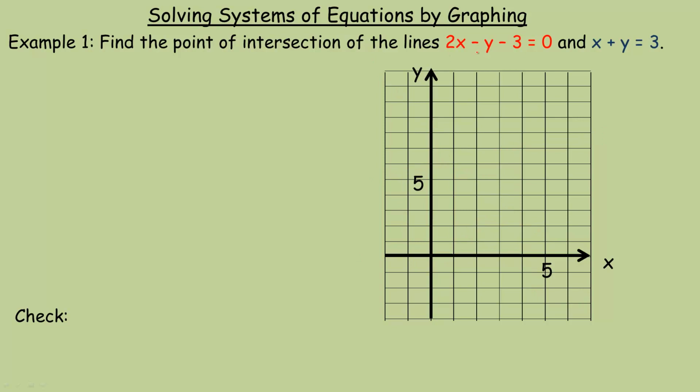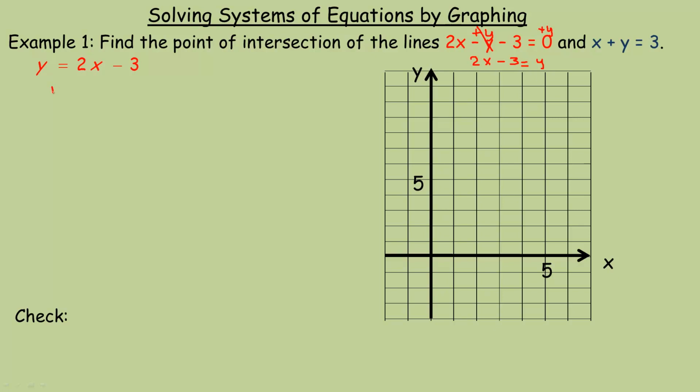So we're going to graph these two lines by using the y equals mx plus b method and also intercepts. To put it in y equals mx plus b form, I could rearrange. I want to get the y alone, to solve for y. So I'm going to add y to both sides, and that adds to 0. So I get on the left just 2x minus 3 equals y, or y equals 2x minus 3. So that's my y equals mx plus b form.